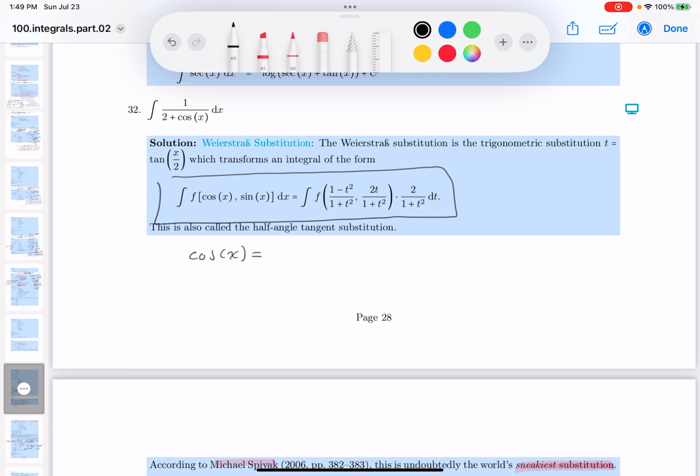The substitution we're going to use is 1 minus t squared over 1 plus t squared. So if I see a cosine of x, I'm going to write that down. What else am I going to write down? If I see a sine, I'm going to write this down. Also, understanding the dx should be written as 2 over 1 plus t squared dt.